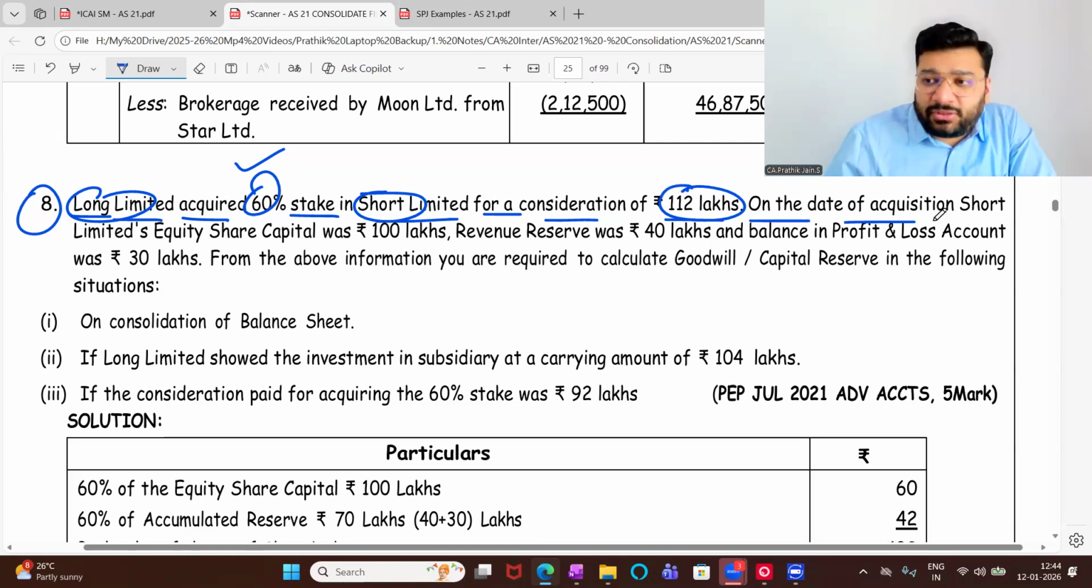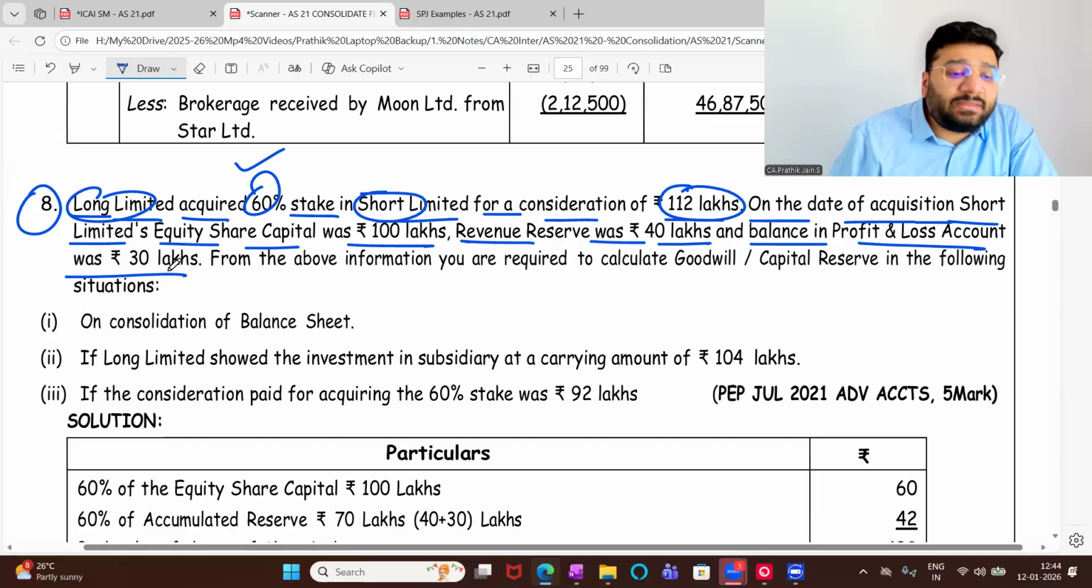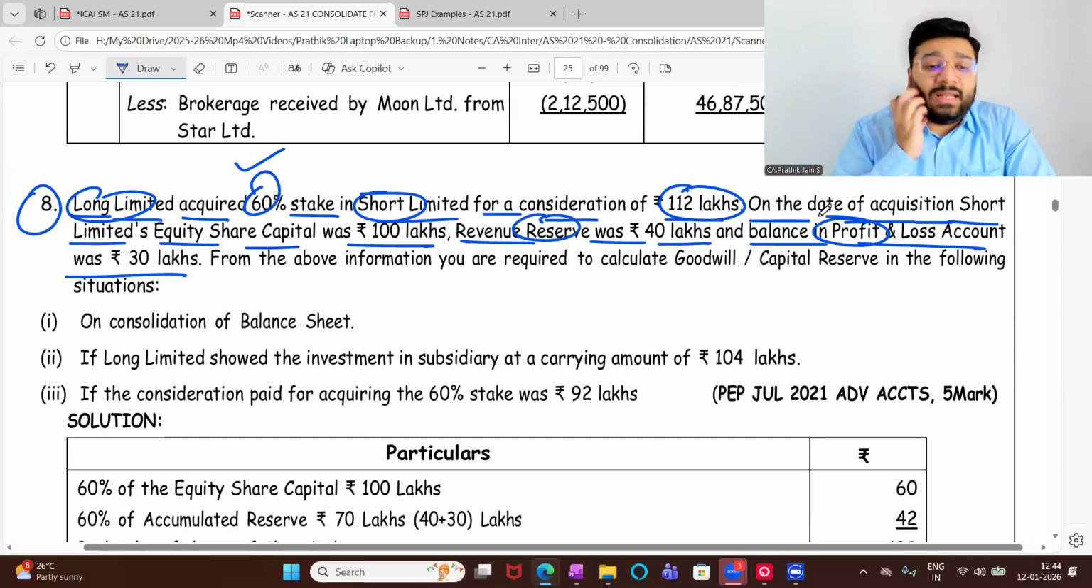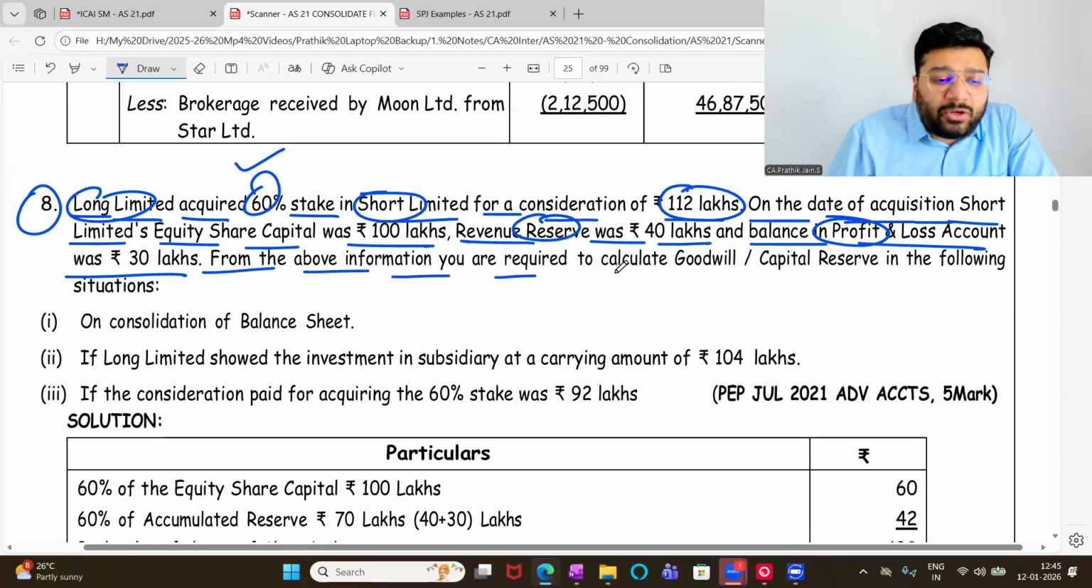On the date of acquisition, Short Limited's equity share capital was 100 lakhs. In that, our capital is how much? 60% of 100 lakh, so 60 lakh is what we are getting. Revenue reserve was 40 lakh and the balance in the P&L was 30 lakh. So reserve is how much? 40 lakh. Surplus is how much? 30 lakhs. Both put together, 70 lakhs. Wonderful.